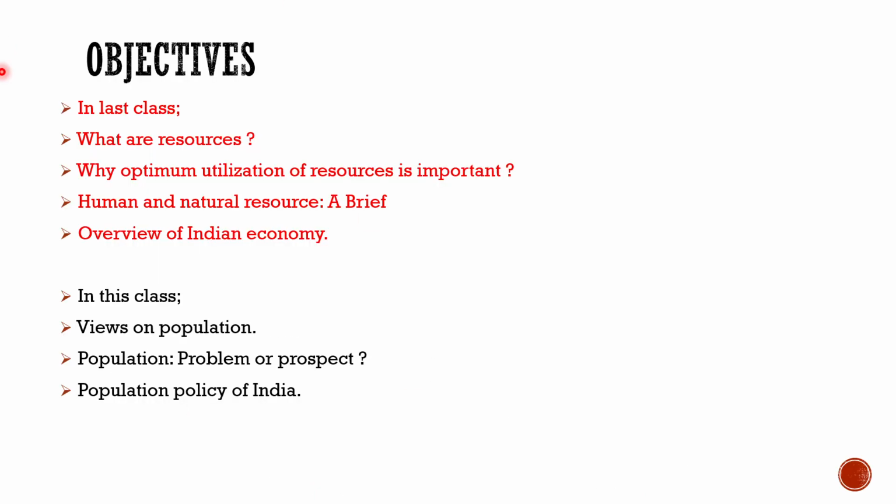What are the objectives of this class? In the last class we went through what resources actually are, why optimum utilization of resources is so important, human and natural resources, and an overview of the Indian economy. In this class, we will talk about views of population theories, population as a problem or a prospect, and then consider the population policy of India.